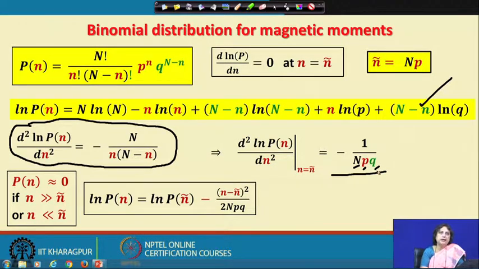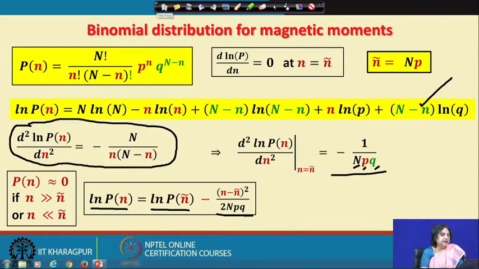But what do I need this second derivative for? I can use the value of the second derivative around the position of the maximum to approximate what ln P n is going to be in the vicinity of n equal to n tilde, and you will be very easily able to show that only this term will survive. So I have natural log of P n equal to natural log of the maximum probability, ln P n tilde, minus some square term in n minus n tilde.